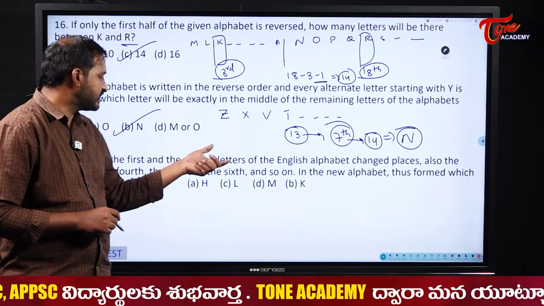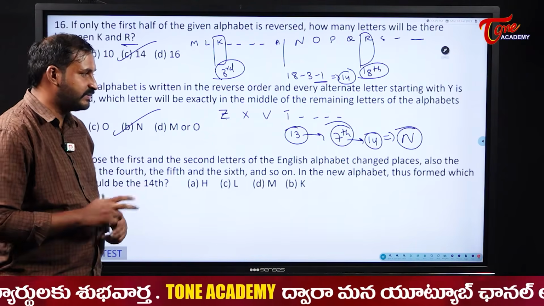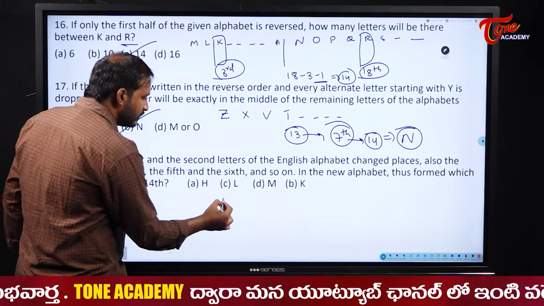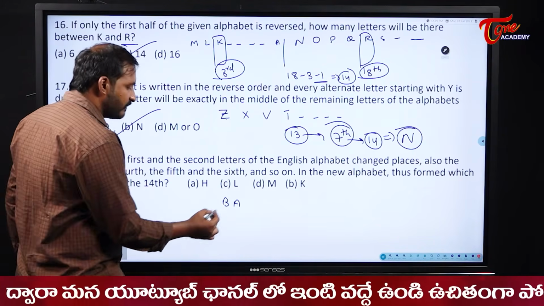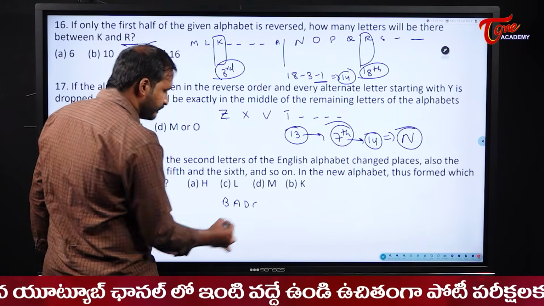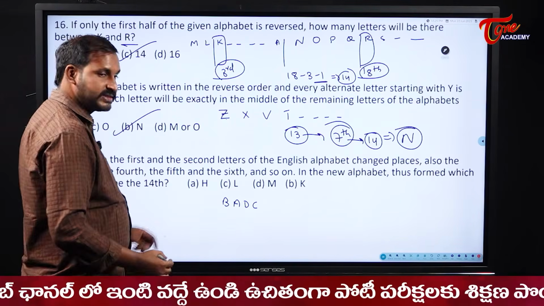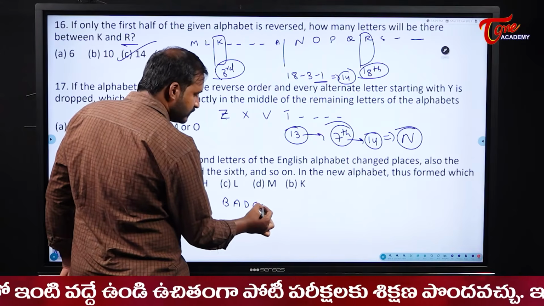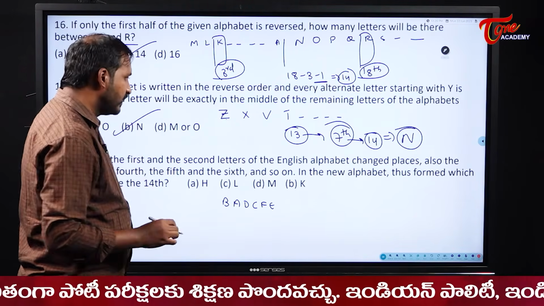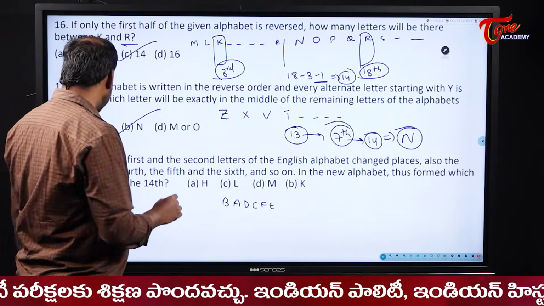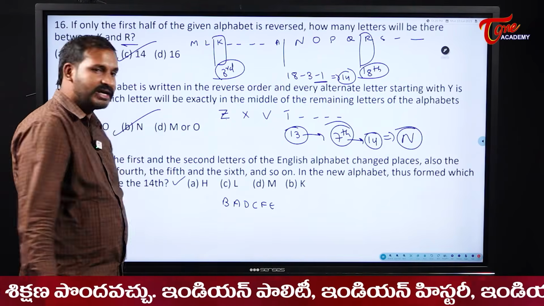Suppose the first and the second letters of English alphabets change places. That means what is happening? B, A. Also the third and fourth, that means D, C. The fifth and sixth, that means F, E. And so on. In the new alphabet thus formed, which letter would be the 14th? Which letter will be the 14th?